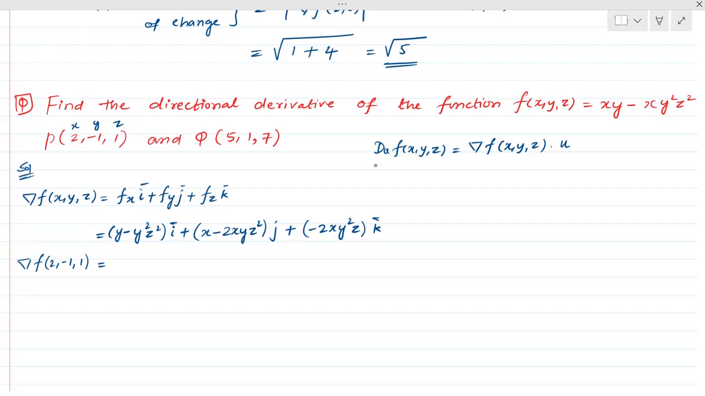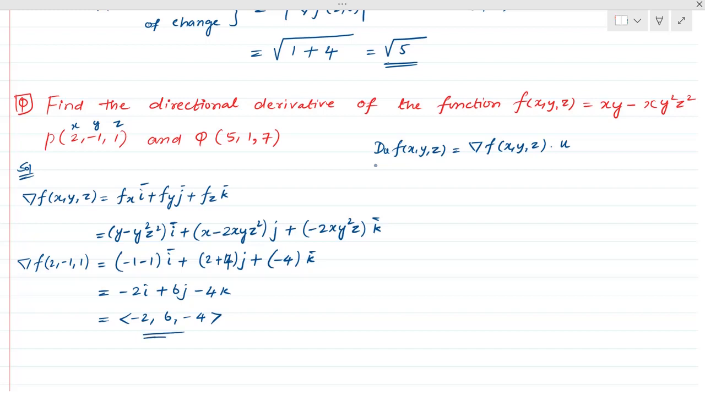When you substitute minus 1 here, you will get minus 1 i, plus, 2 minus minus becomes plus, so plus 2j. Next, with z squared, the first is minus 2, the second is 2 times 2, which is 4, and when you substitute the x value, minus 4, it becomes minus 4k. So the final answer is the vector minus 2i plus 6j minus 4k, or you can write it as minus 2, 6 and minus 4. So this is the gradient vector.